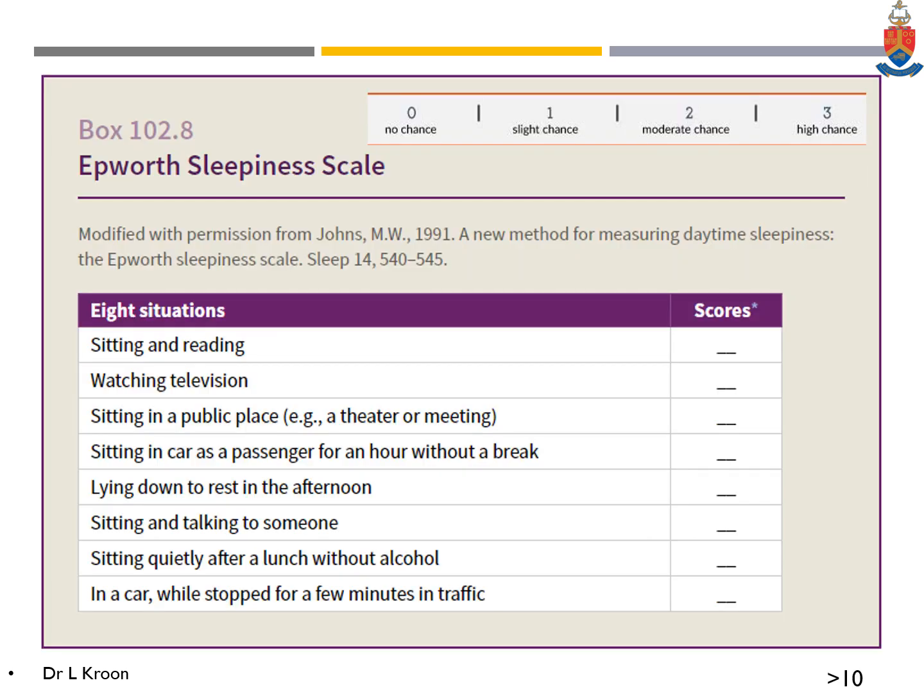One of the screening scales is the Epworth Sleepiness Scale, where a patient is given 8 scenarios and rates each from 0, no chance, to 3, a high chance of this happening. If the person scores more than 10, it is considered significant.